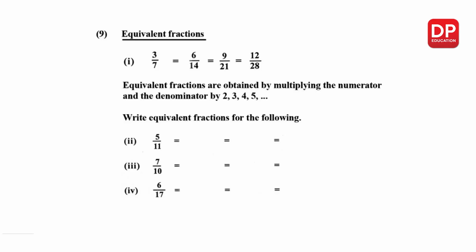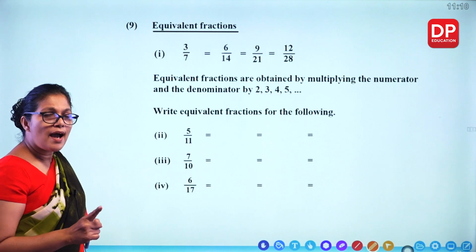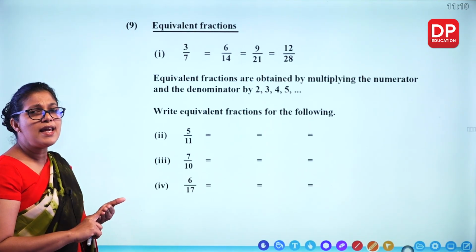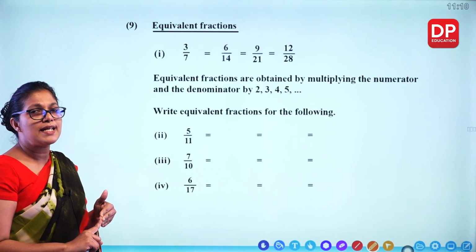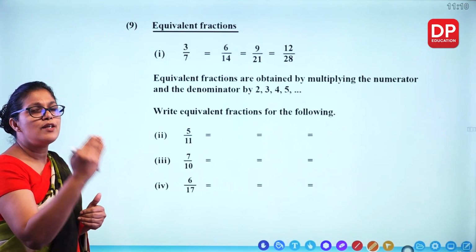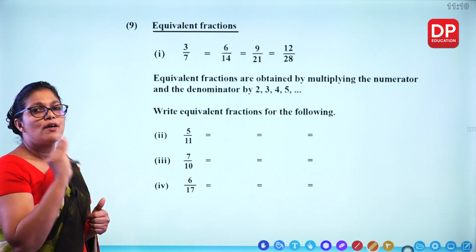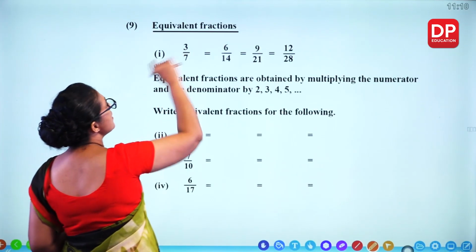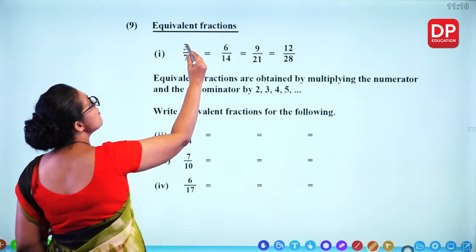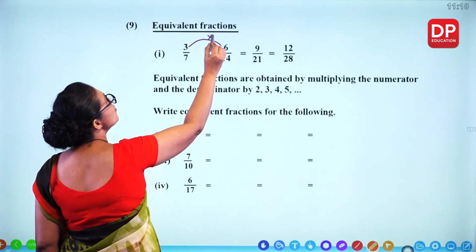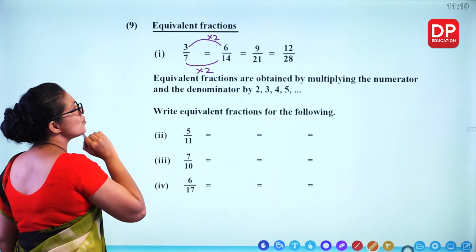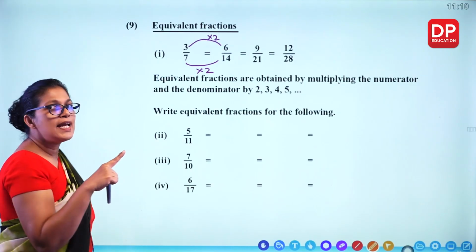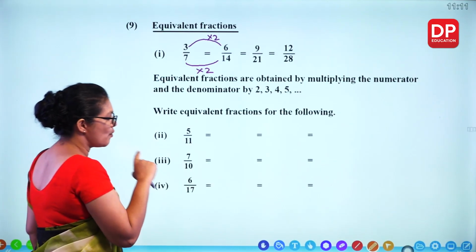Equivalent fractions. What are equivalent fractions? You can multiply or divide any fraction, both the numerator and the denominator, by a number, and you can get equivalent fractions. Now take this one, 3 sevenths. When you multiply the numerator by 2, you get 6. You have to do the same thing, multiply by 2. So 6 over 14 is equivalent to 3 over 7.